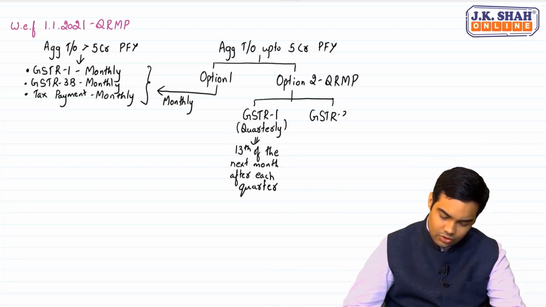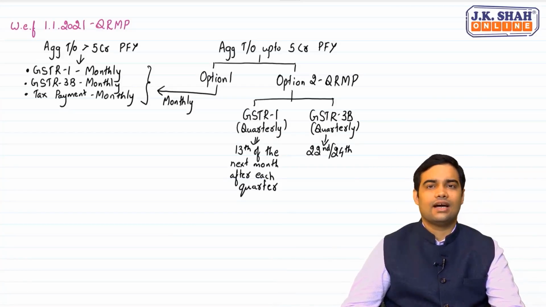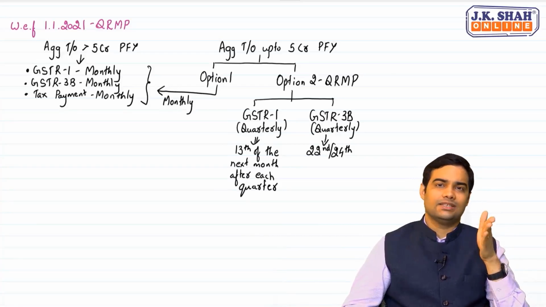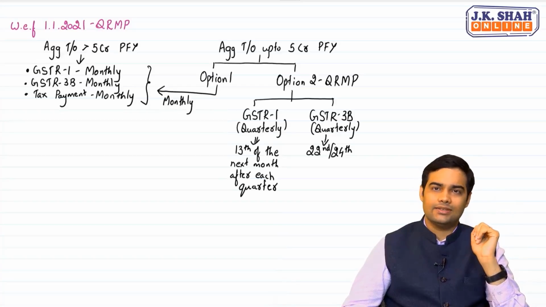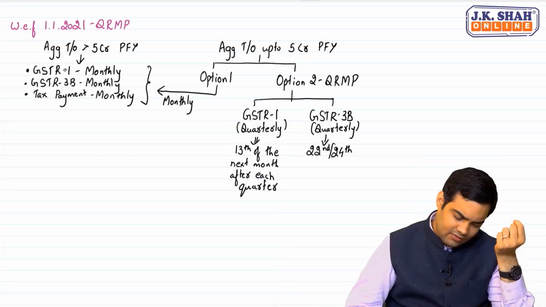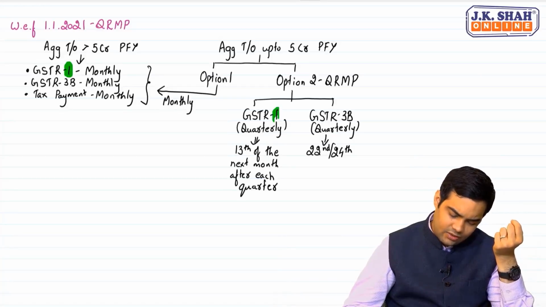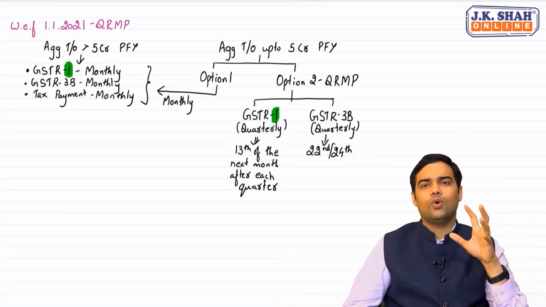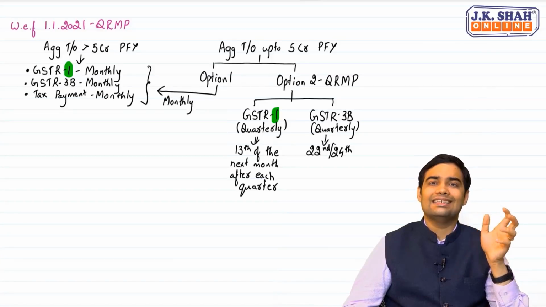GSTR3B will also go on a quarterly basis. Due date is staggered. Staggered meaning 22nd/24th of the next month after each quarter. Now, for some states it is kept as 22nd, for some states it is kept as 24th. Sir, why so many due dates? Like here GSTR1 would be 11th, while here quarterly it is 13th. To avoid rush on the portal at the same time.